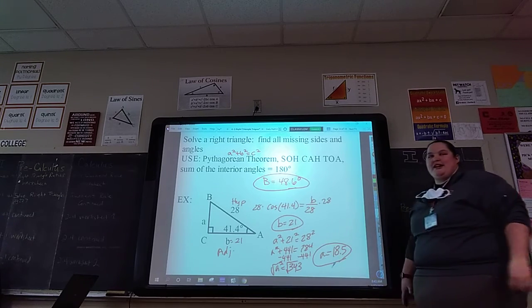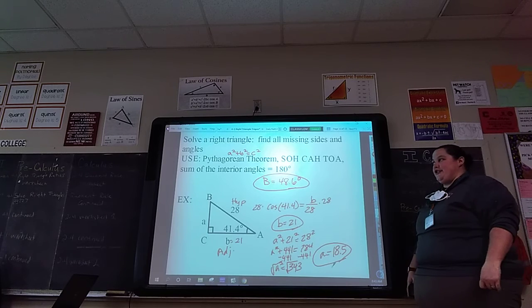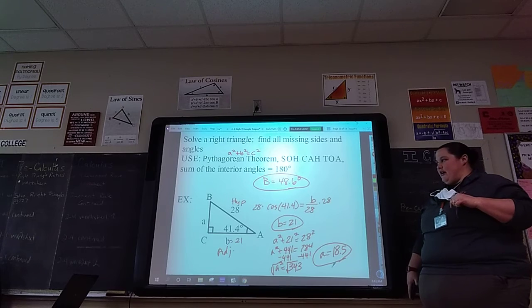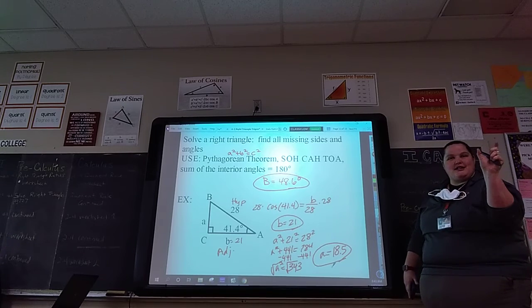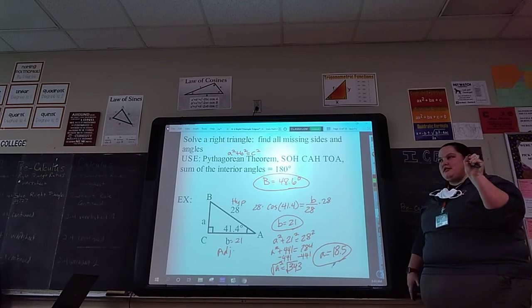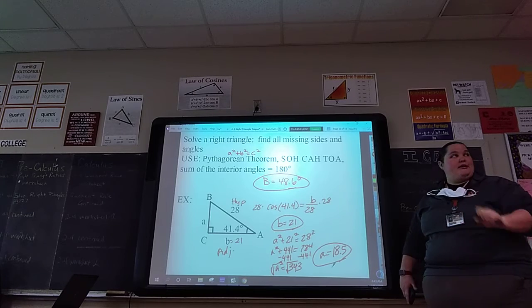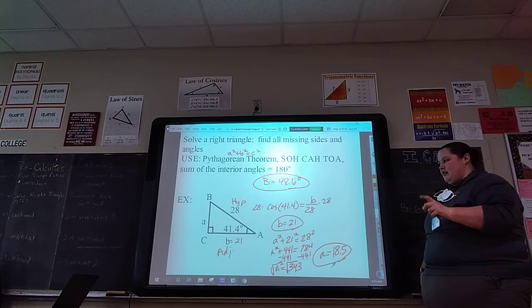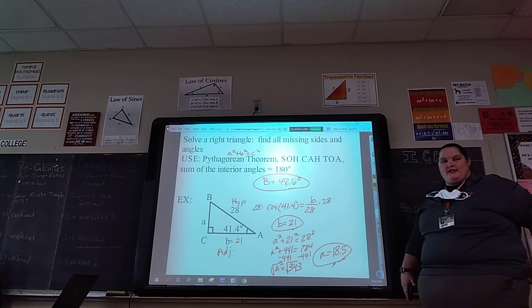So that's where it gets a little bit tricky, because the direction will determine what you do with that square root. If you see the word exact in the directions, then leave it as a square root. If you see the word round in the directions, then solve it out. Okay, does that make sense?